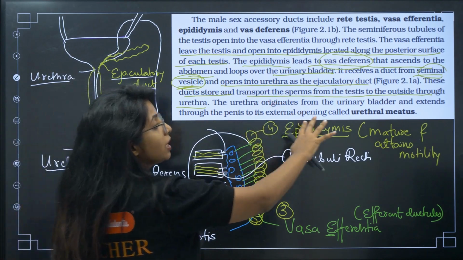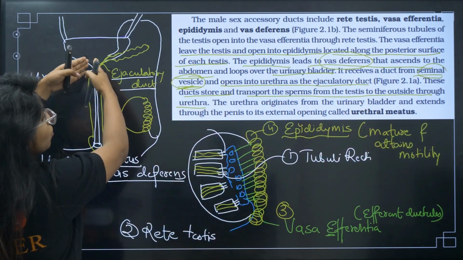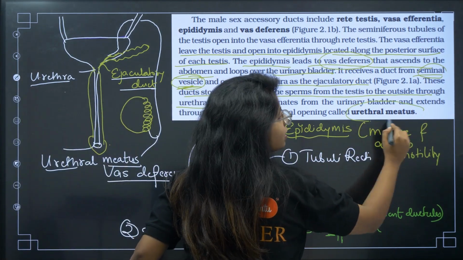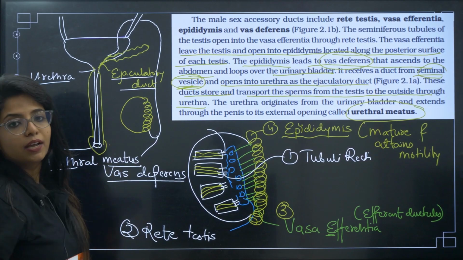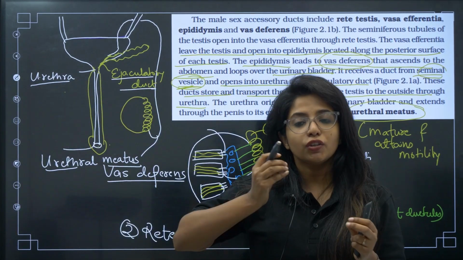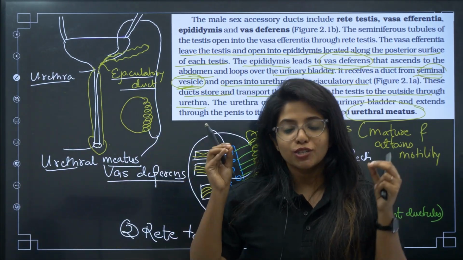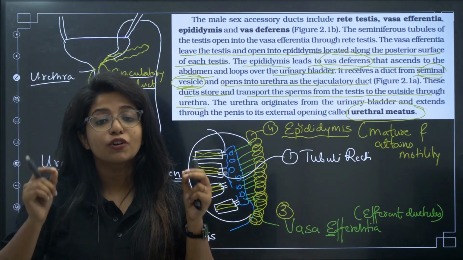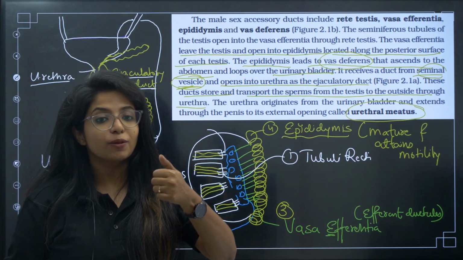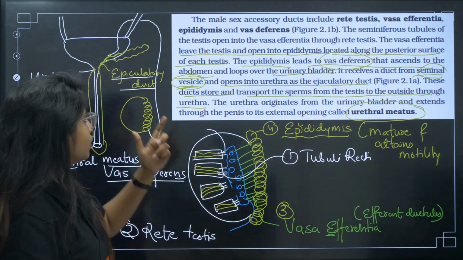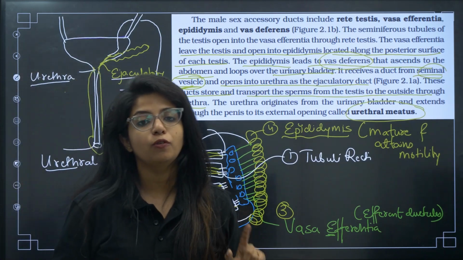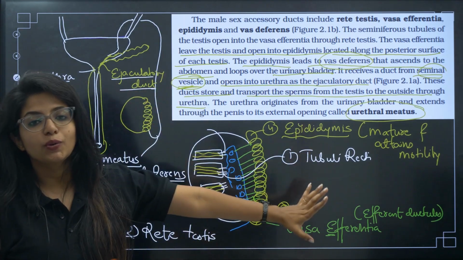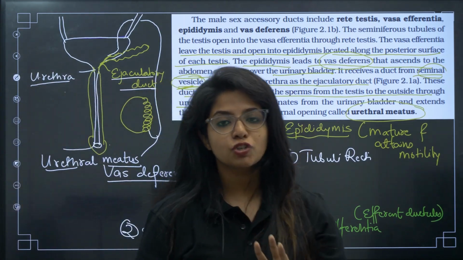The urethra originates from the urinary bladder and extends through the penis to its external opening. What do you call this? Urethral meatus. That is the end point. Okay, through which the urine as well as the sperm will be moving out. So are you able to understand that in males they have a common opening? Okay, that is the reproductive system as well as the excretory system. Both of them have a common opening, whereas in females it's not the case. And what is this common opening known as? It is known as urethra. I hope it is crystal clear.